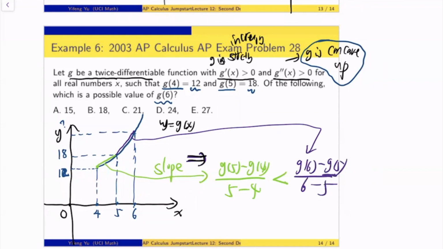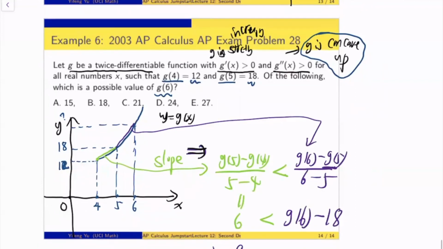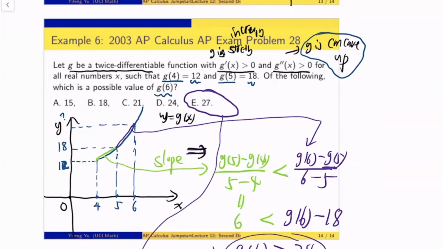What is this? This one will just be 6. So 6 is less than G(6) minus G(5), which is 18. So I get that the value of G(6) has to be greater than 24. Now, if it's greater than 24, and you look at all the possible choices, we find this is the only one that fulfills the requirement. It has to be greater than 24.